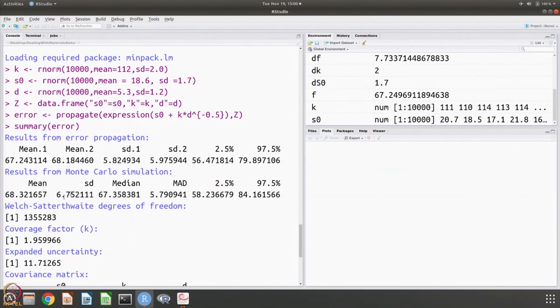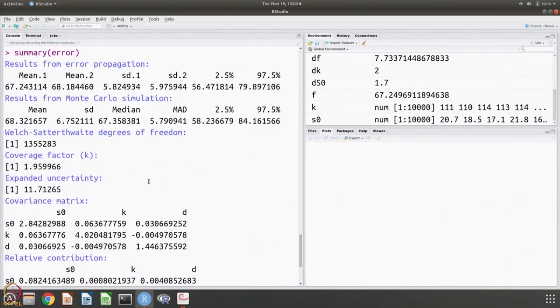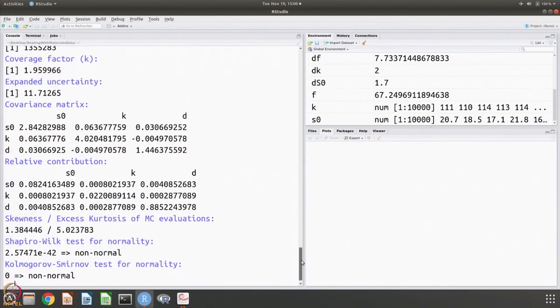So, that is also not very different from what you see, and what is this degrees of freedom, coverage factor, etcetera, we will come back. Uncertainty we have already found that it is of the order of 11, and the covariance matrix is given. So, it tells you the relative importance of these off diagonal terms.